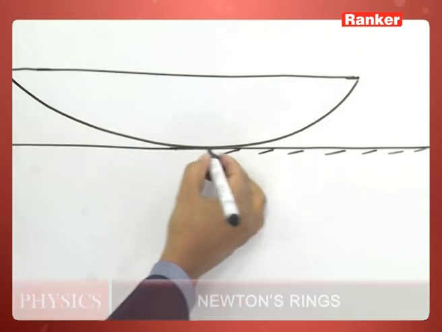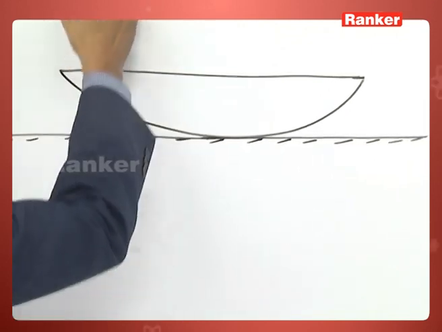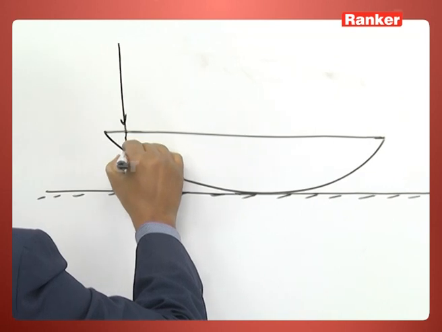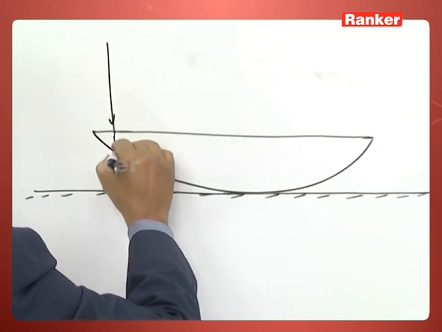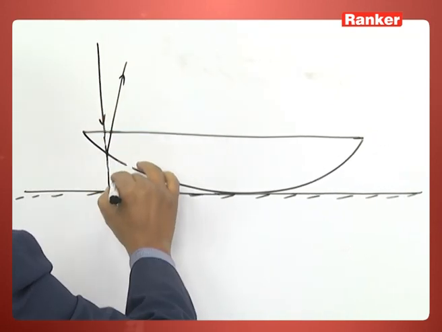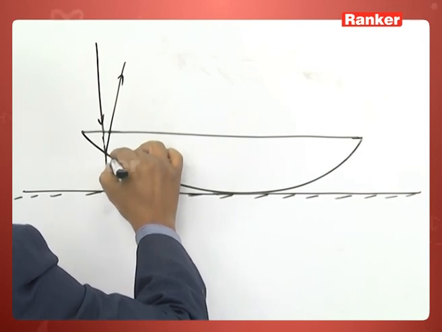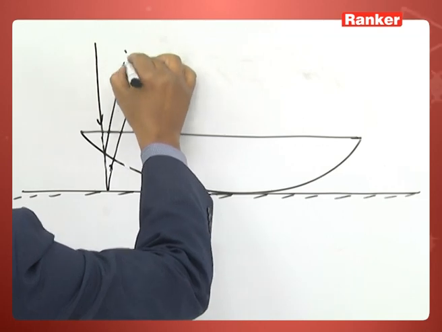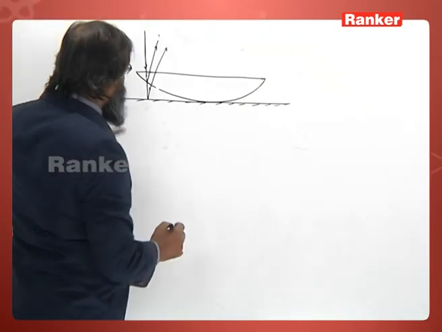This is the plane mirror and this wave is here. So, this wave is reflected and here again this is reflected. So, between these two rays we have to study the path difference.